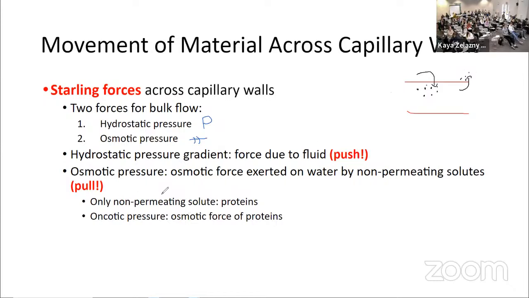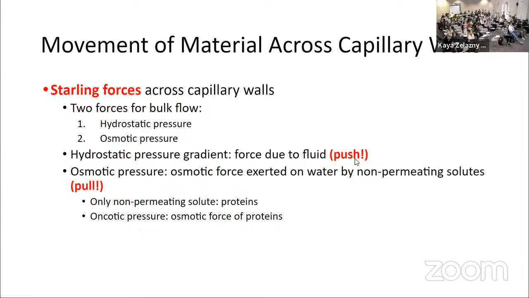Okay. So sometimes you will see the osmotic pressure, when we're talking about capillaries, referred to as oncotic pressure. The difference there is that our only non-permeating solute that we're thinking of is proteins. So oncotic pressure is just being specific that we're talking about that pull from proteins specifically, whereas osmotic pressure is not specifying that it's proteins, it's just more general, any non-permeating solute. Okay, so for our purposes, we can think of osmotic and oncotic as kind of the same thing.